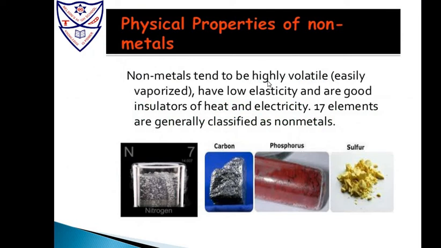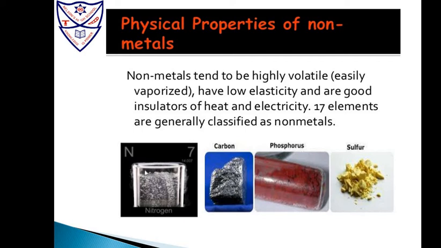Non-metals tend to be highly volatile, easily vaporized. Volatile means, for example, nail polish remover: highly volatile, easily vaporized. They have low elasticity and are good insulators of heat and electricity. Of the 118 elements, 17 are generally classified as non-metals. So 90 are metals, 17 are non-metals, and the rest are metalloids.